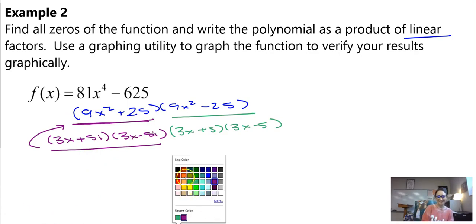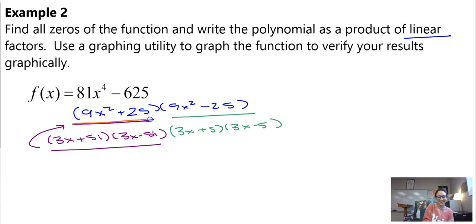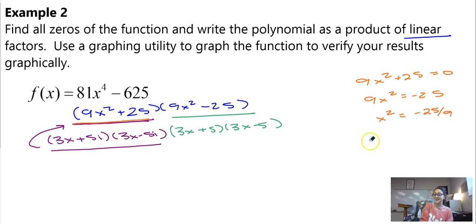If you still don't like that, you're like, Mrs. B, I wouldn't have seen that. Take that, 9x squared plus 25, and set it equal to 0. Because remember, we can grab our factors from our zeros, right? So if I were to set this equal to 0, I'd start with that, right? And then I'm going to divide by 9, right? And then I would take the square root.